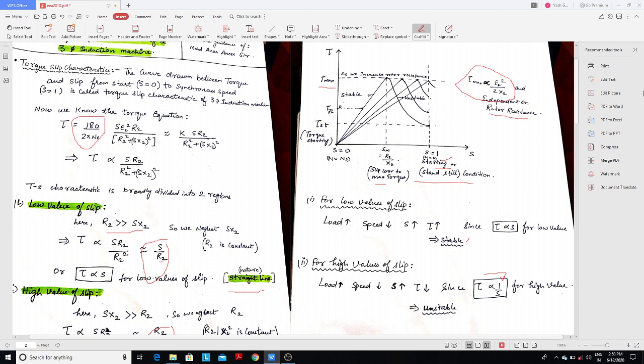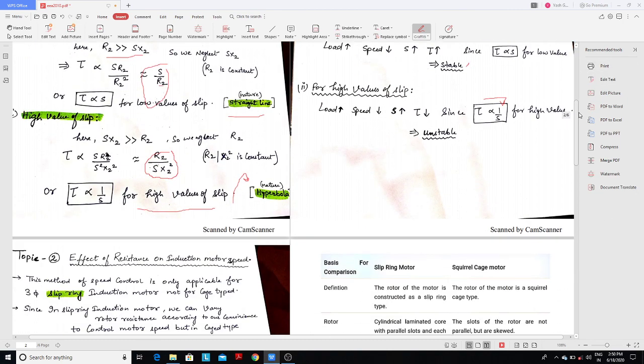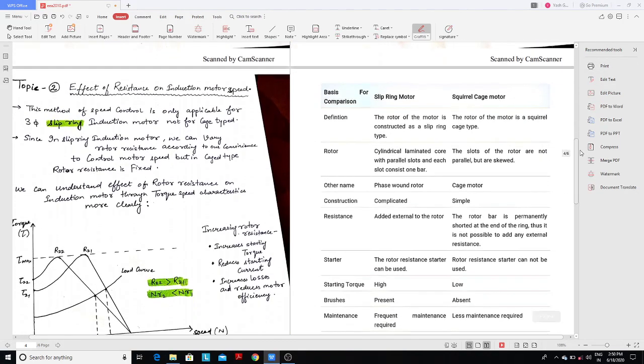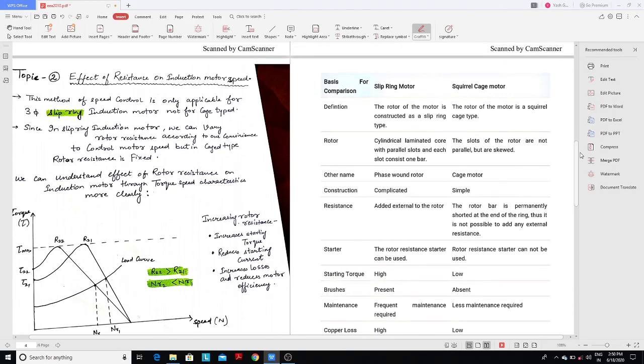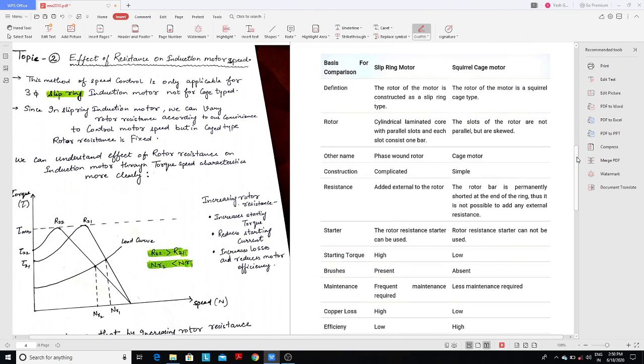Now let's go to the next slide. Next topic. This is the effect of resistance on induction motor speed. This method of speed control is only applicable for a three-phase slip ring induction motor, not for cage type.